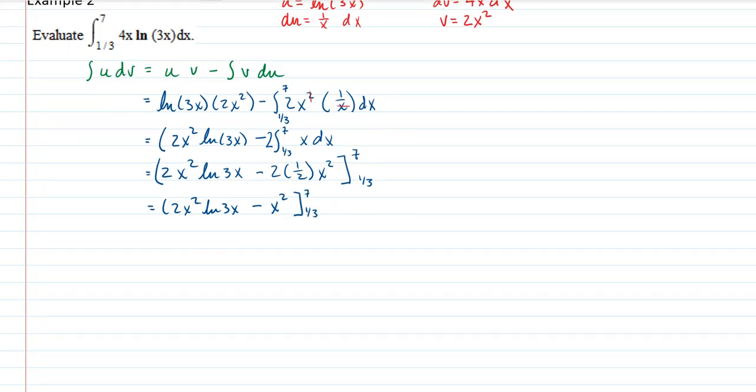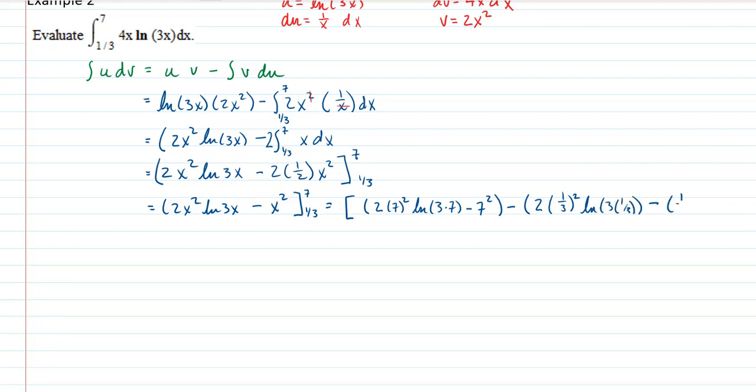Now we can plug in our bounds. So when I plug in my upper bound, that's going to give me 2 times 7 squared times the natural log of 3 times 7 minus 7 squared, minus, and then we plug in our lower bound, and that's going to give us 2 times 1/3 squared natural log of 3 times 1/3 minus 1/3 squared.